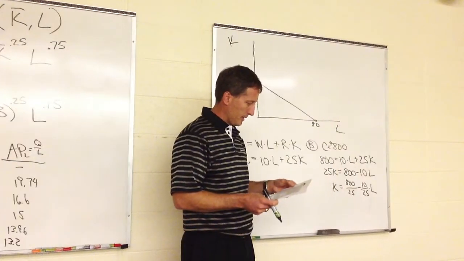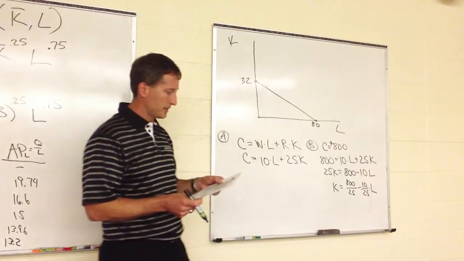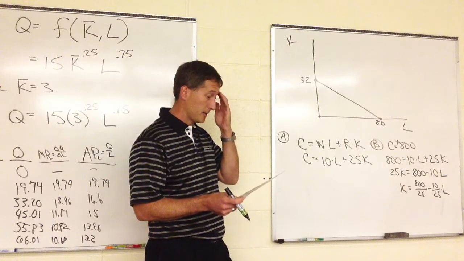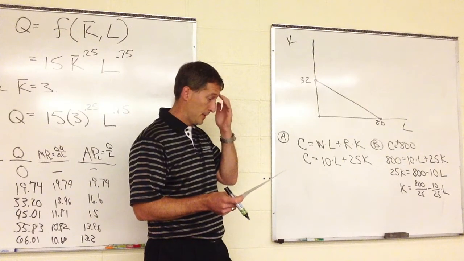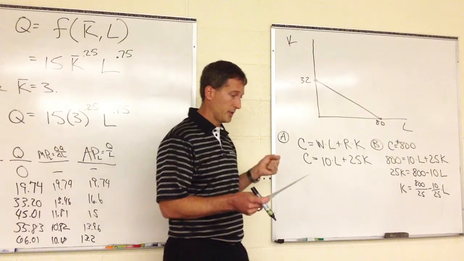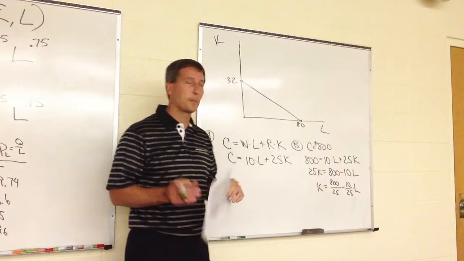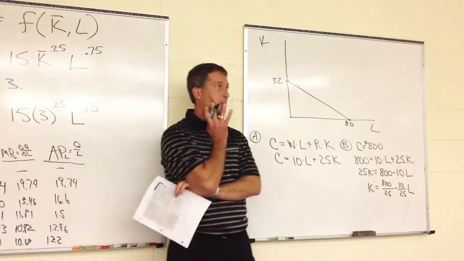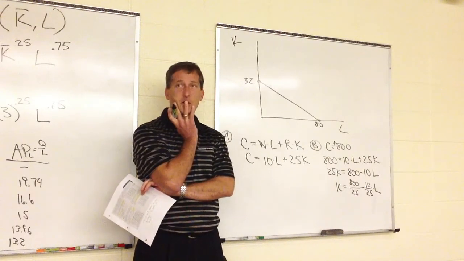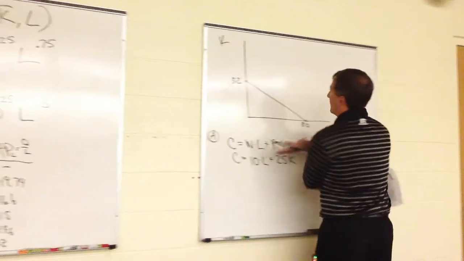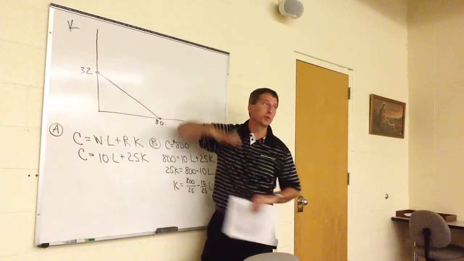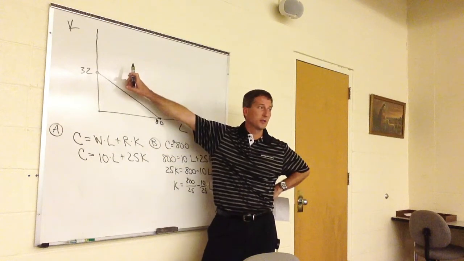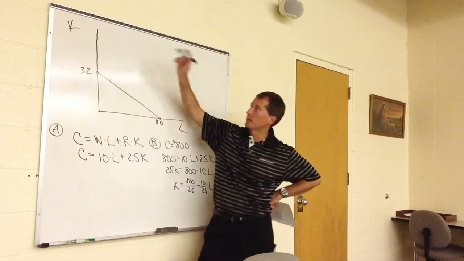Alrighty, let's see, did we answer everything there? Suppose that the price of capital falls to 20. Show what happens to the isocost line of 800, including any changes to intercepts and slope. So, conceptually what happens? Rotates which way? Upward. So, can I buy more labor with that change? No. How much, what's the new capital intercept? 40.